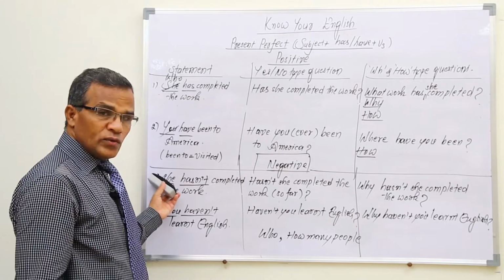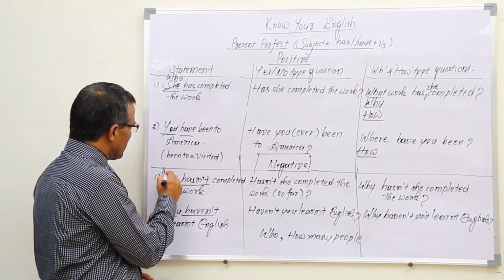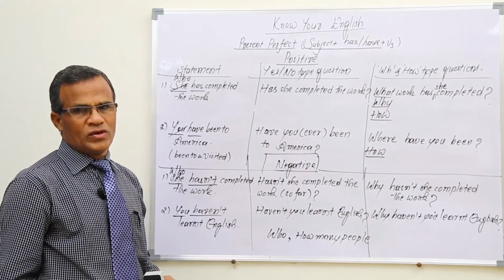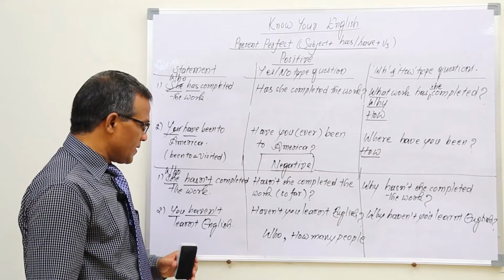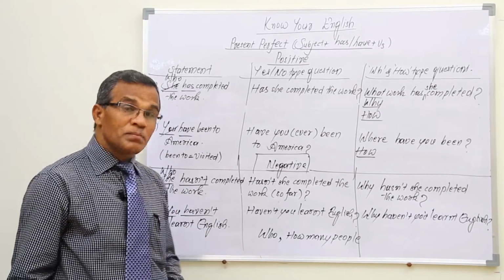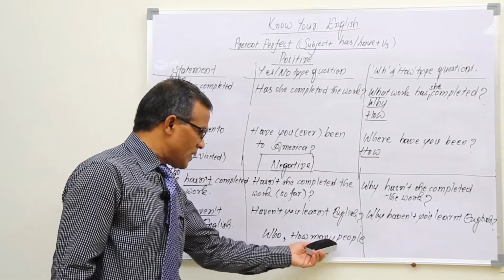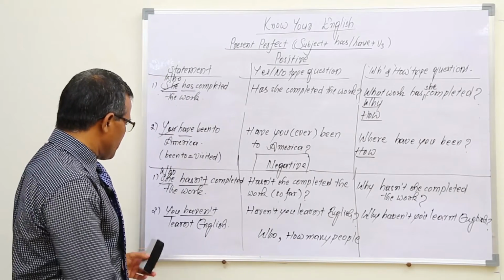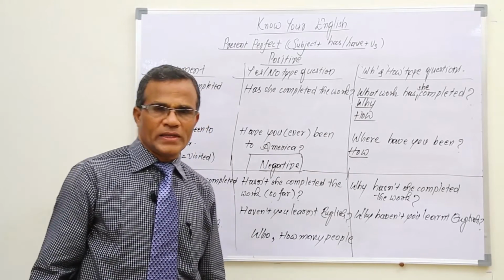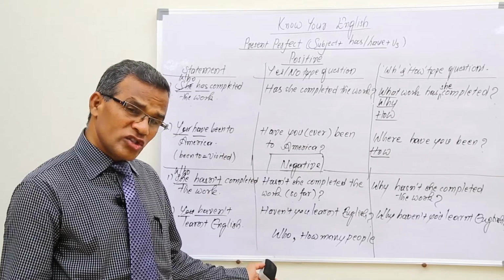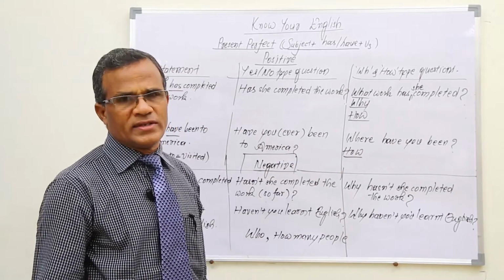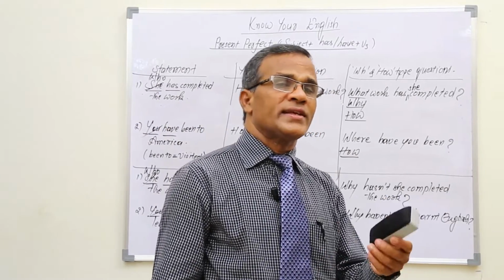And negatively also the same. Who, instead of she we can take who here. Who hasn't completed the work is the question. If it is plural about many people, who haven't completed the work. For example, instead of you can use how many people haven't learned English? How many people haven't learned English is the question. So in this way we can frame the questions. Okay, this is the same case with all other tenses also.